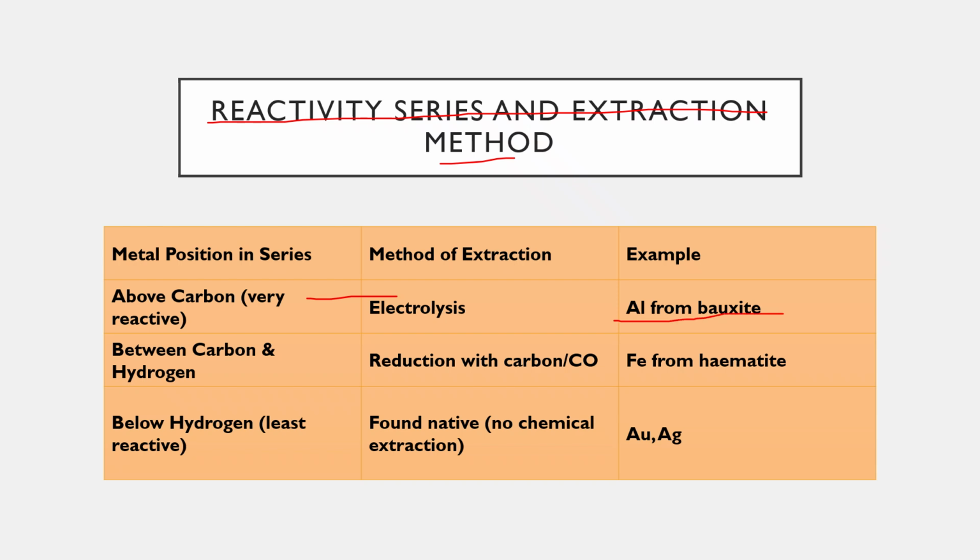Between carbon and hydrogen, we use reduction with carbon, and this method is used for iron from hematite. And below hydrogen, the least reactive metals are found native, with no chemical extraction, for example copper and silver.